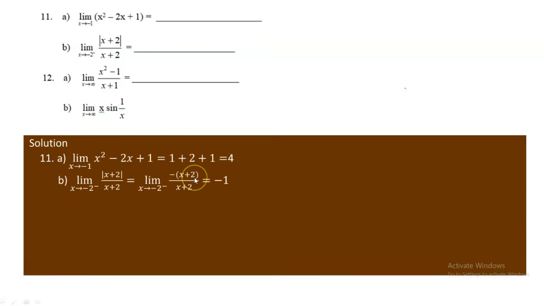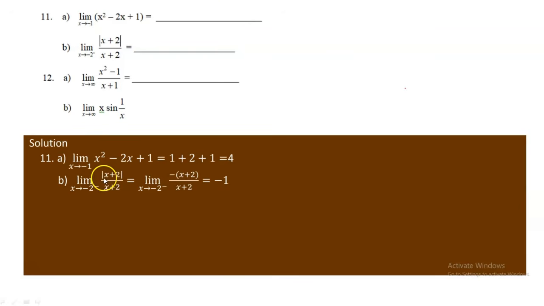Done. And when you come to b, it says limit of the absolute value of x plus 2 over x plus 2 as x approaches minus 2 from the left. So remember, students, that the absolute value of a number is the number itself if the number inside the absolute value is greater than or equal to 0, and it will be negative if it is less than 0. So the absolute value of x plus 2 is x plus 2 itself if x is greater than or equal to minus 2.